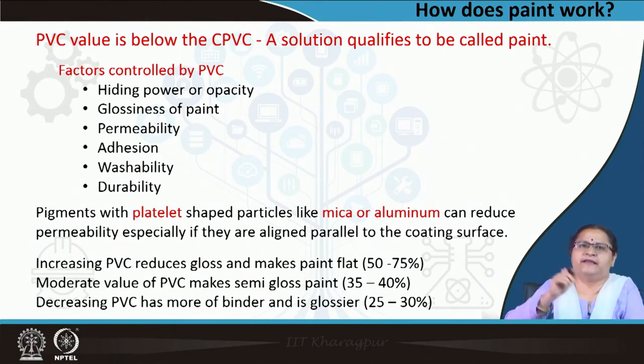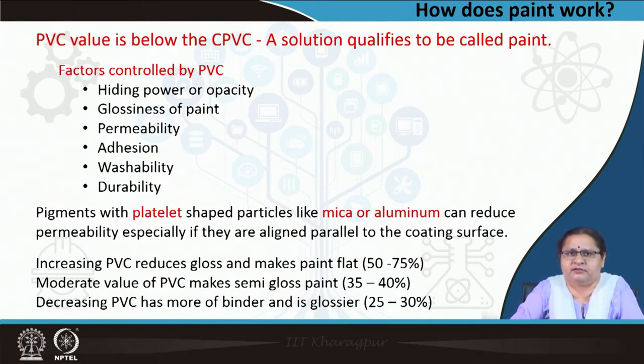Now, why is it so important? Why am I discussing this? Because this PVC actually controls the hiding power or the opacity of the paint. It controls the glossiness of the paint. We talk many a time about a matte finish, a gloss finish, which will have more of PVC.